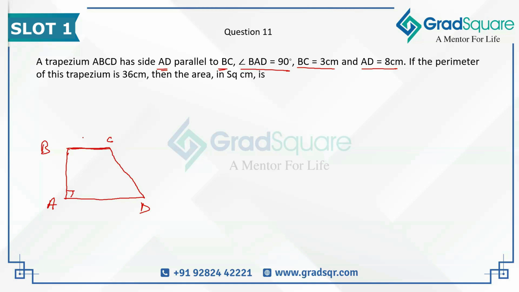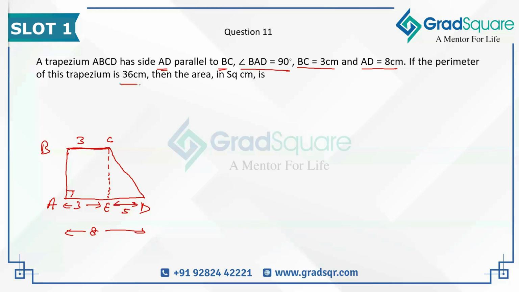Now BC turns out to be equal to 3 centimeters and AD turns out to be 8 centimeters. So if I drop a perpendicular from here and this total length is 8 centimeters, then we realize that if I mark this point as E, then this length will turn out to be 3 centimeters and ED would then turn out to be equal to 5 centimeters.